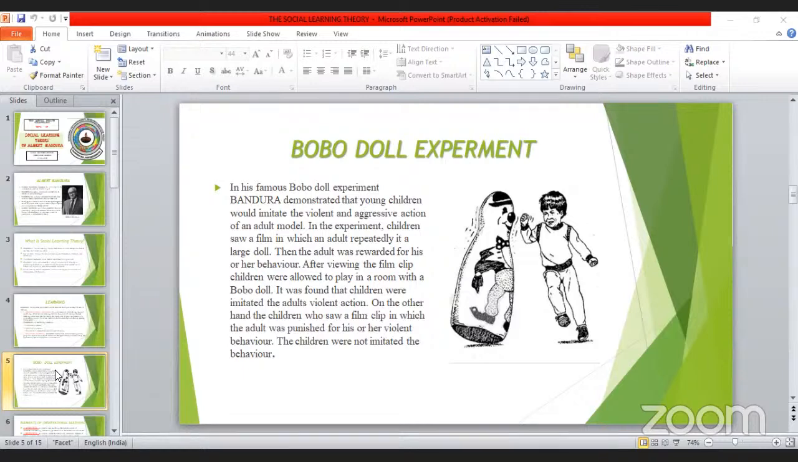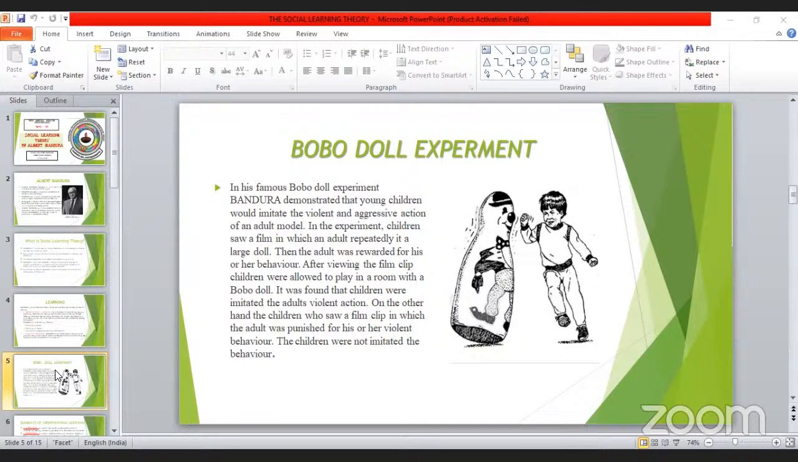On the other hand, the other group saw a film clip in which an adult came into the room and punished the child for showing violent behavior, because he was hitting the Bobo doll constantly. So the group who saw this film clip will not imitate the aggressive behavior in their life, because this behavior is associated with punishment. This behavior has negative consequences, so I will not imitate it in my life. So through the Bobo doll experiment, Bandura explained that violent, aggressive action can be learned through observing others.